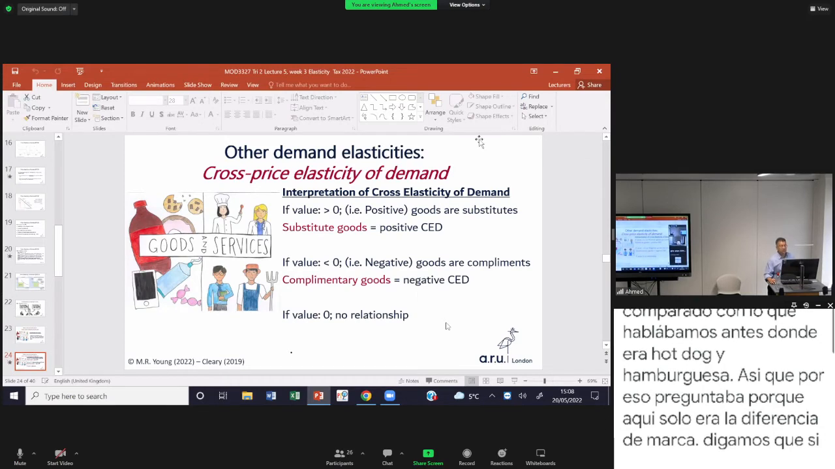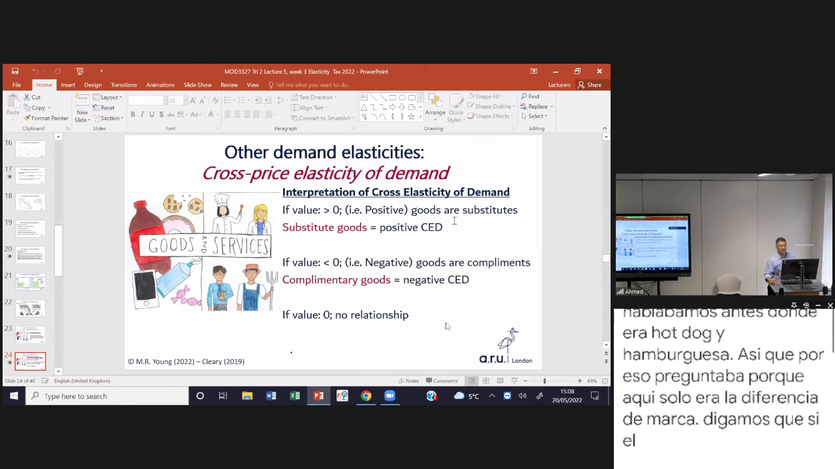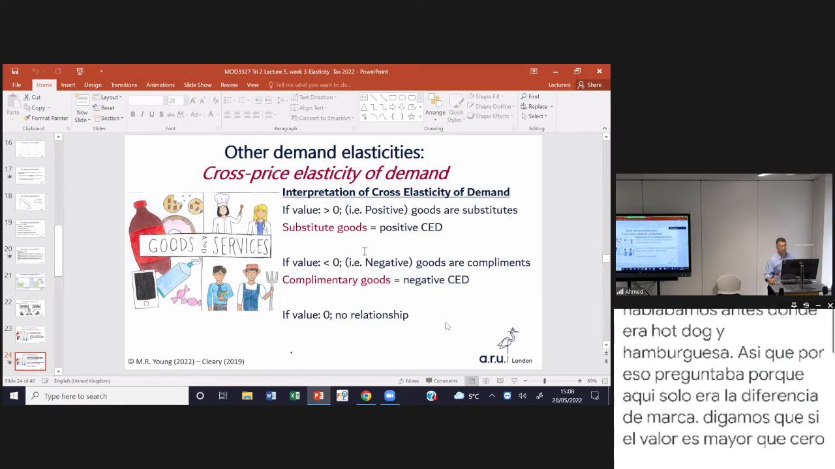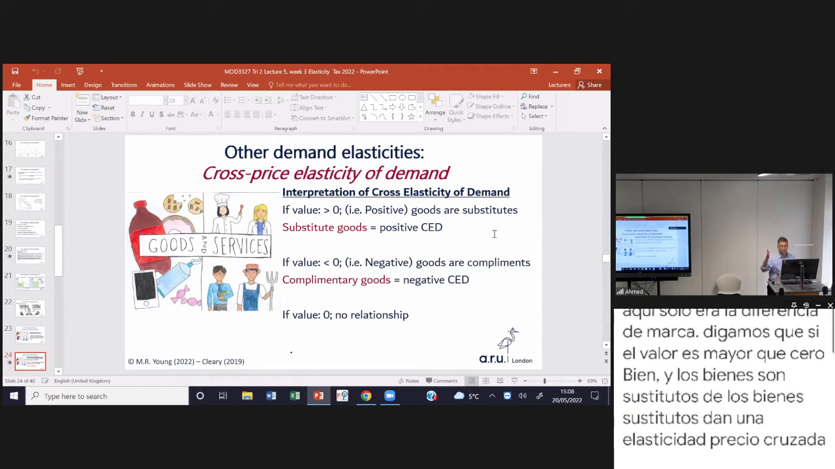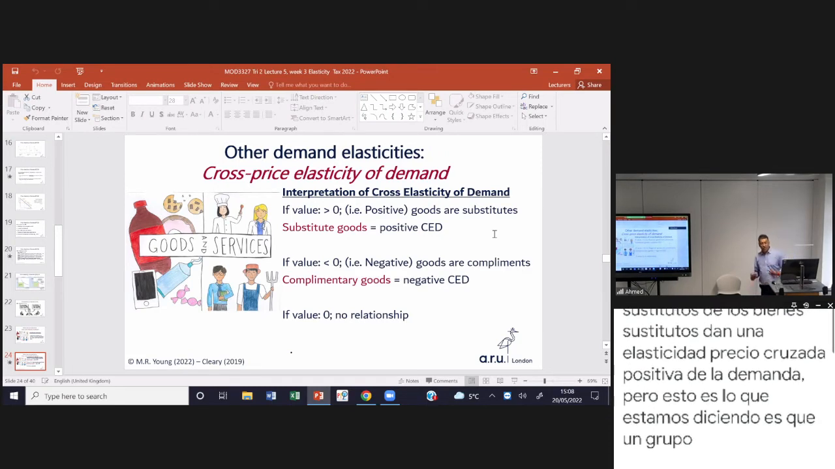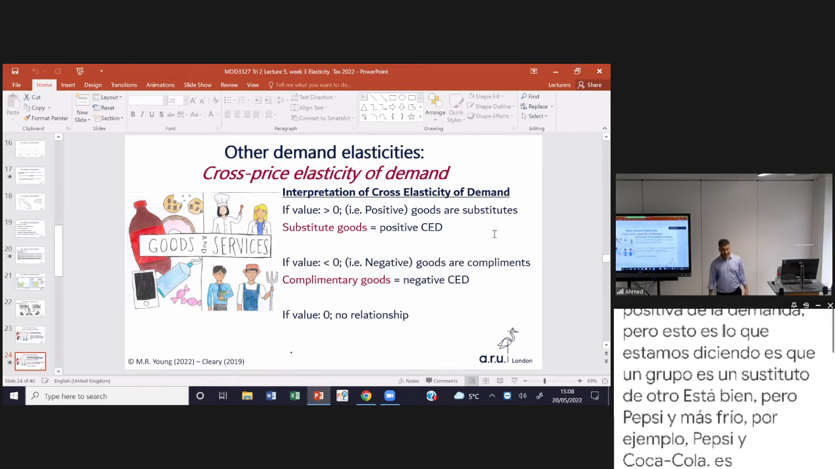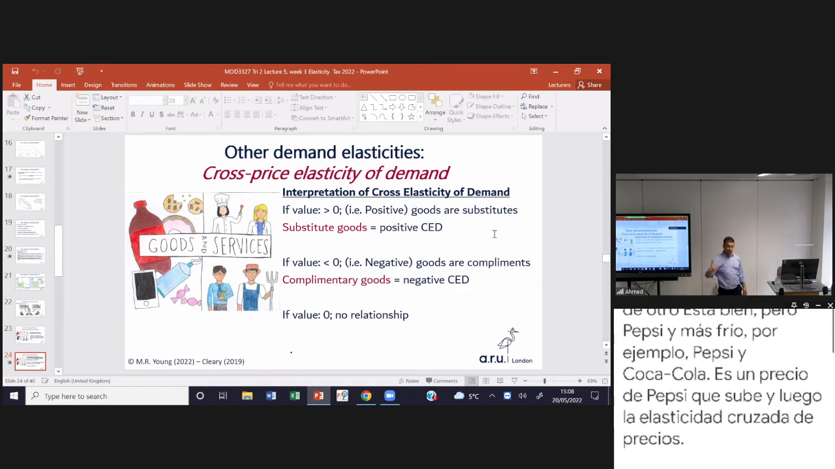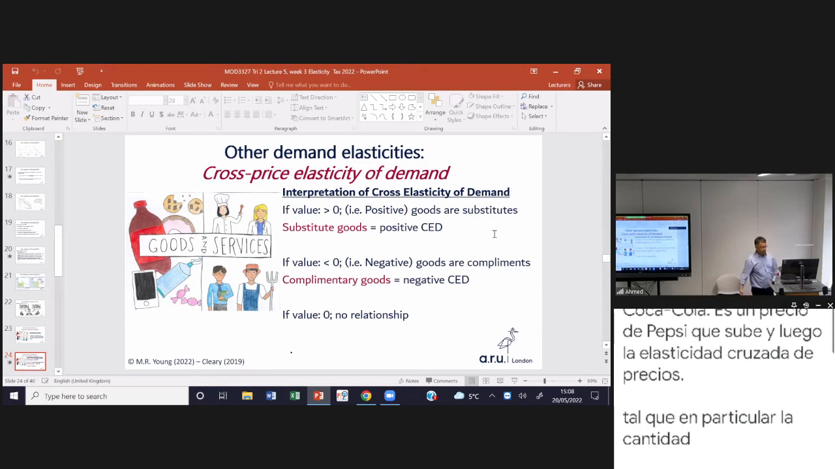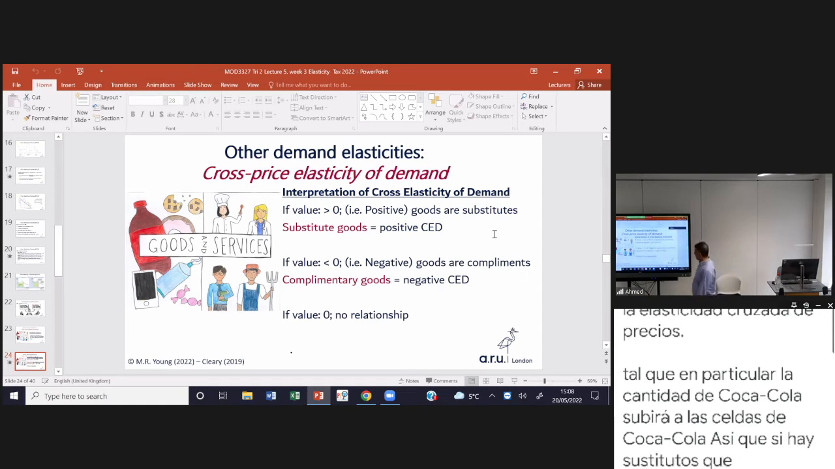Interpretation of cross price elasticity of demand. If the value is greater than zero, like positive, the goods are substitutes. Substitute goods give a positive cross-price elasticity of demand. If one good is a substitute for another, like Pepsi and Coca-Cola, if the price of Pepsi goes up, the quantity of sales of Coca-Cola will go up. So if there are substitutes, you're going to have a positive relationship.